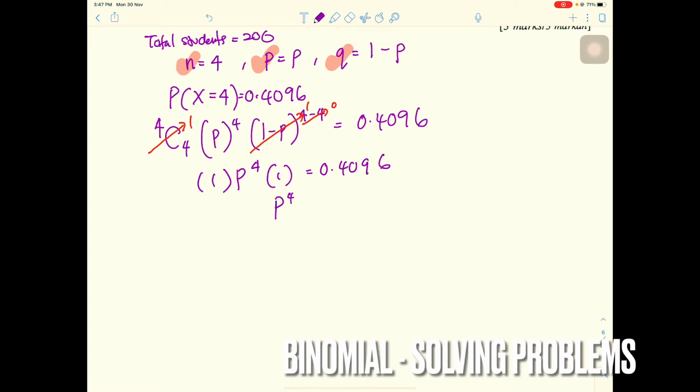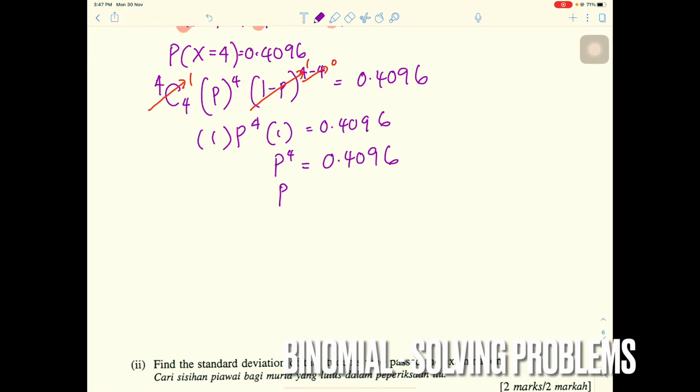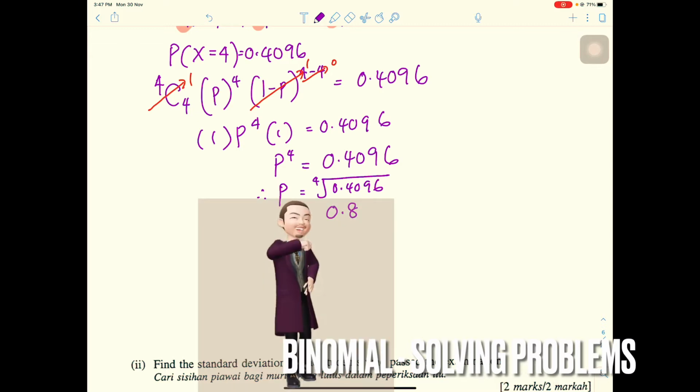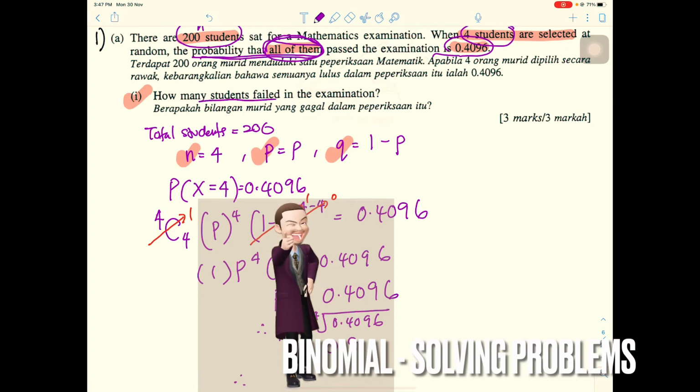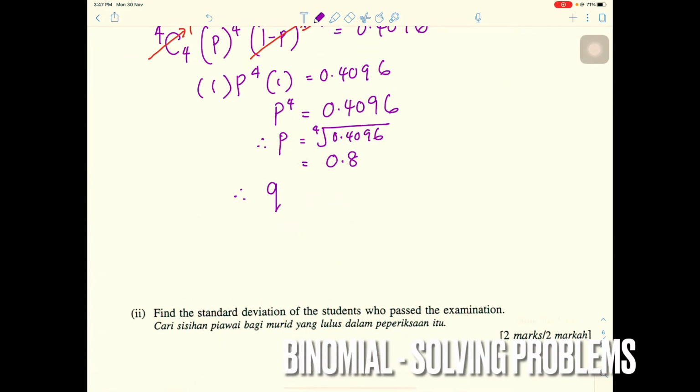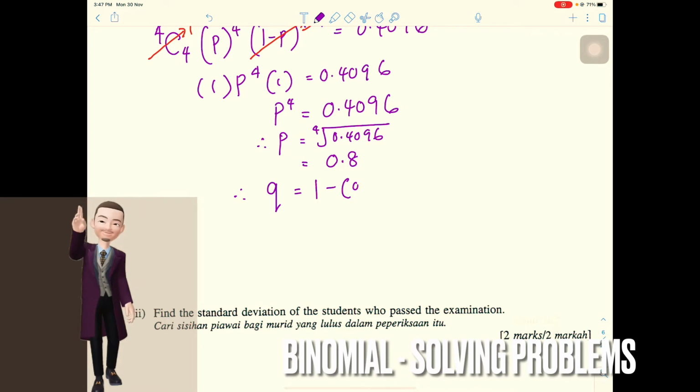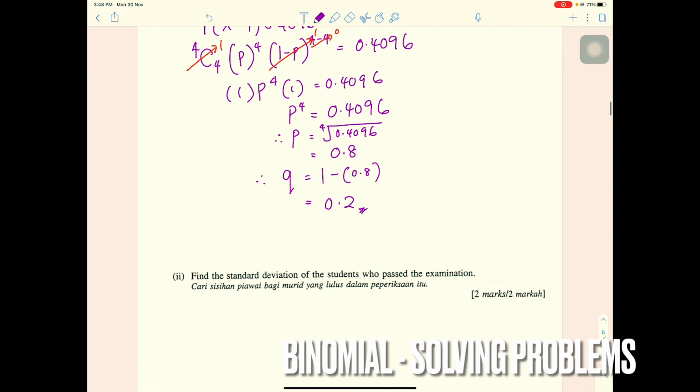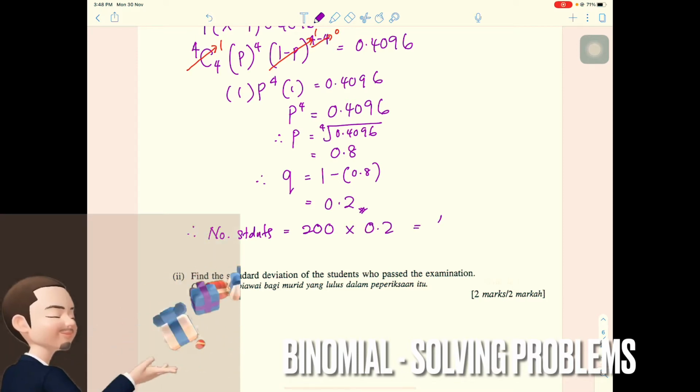Therefore P power of 4 times 1 equals 0.4096. Right, so P power of 4 equals 0.4096, and therefore using your calculator, the value of P equals the 4th root of 0.4096, which equals 0.8. Right, so back to the question, how many students fail the examination? That means the question asks you to find the value of Q. So 1 minus 0.8, the value of Q equals 0.2. Therefore the number of students that fail equals 200, the total students, times 0.2.